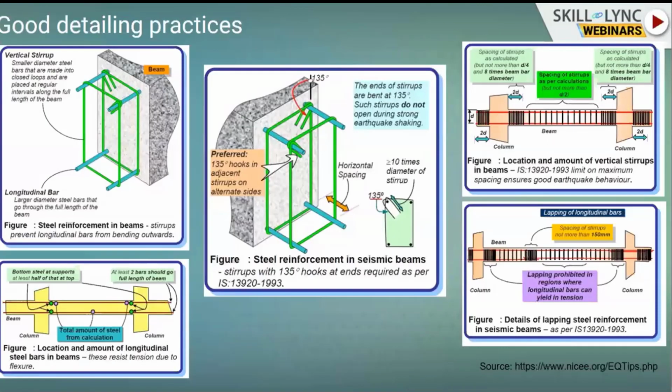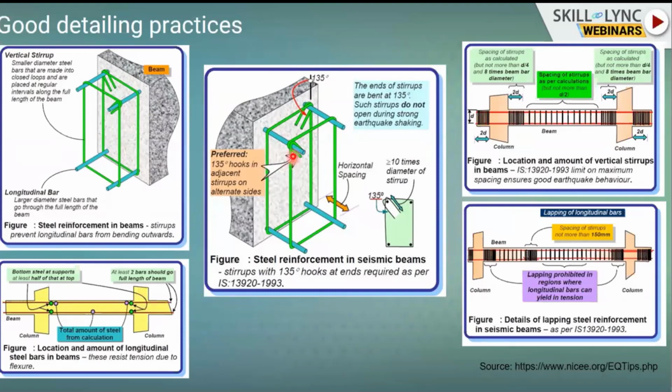And here are some very good pictures from the IS 13920 code, showing what are the good detailing practices in beams. So for gravity, although a beam may act very well if you have designed the beam for gravity, but in earthquake, you have to keep in mind some of these clauses so that the beam doesn't collapse in a large earthquake.